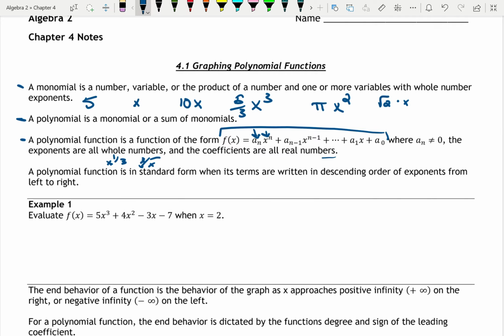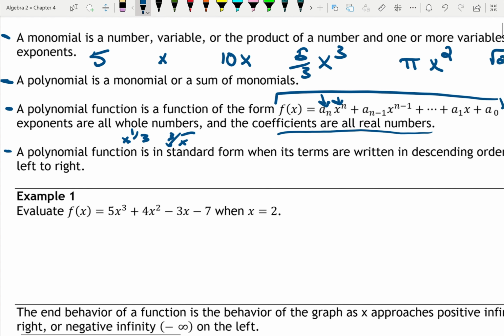Last thing here, it says that the coefficients are all real numbers, right? So we're not dealing with i's, at least not in the actual function. Right here, a polynomial function is in standard form when the terms are written in descending order of exponents from left to right. So that means that you put the biggest exponent first. Standard form of a parabola is like this, where we have y equals ax squared plus bx plus c, right? We have the degree 2, then we have degree 1, and then we have degree none, or degree 0.